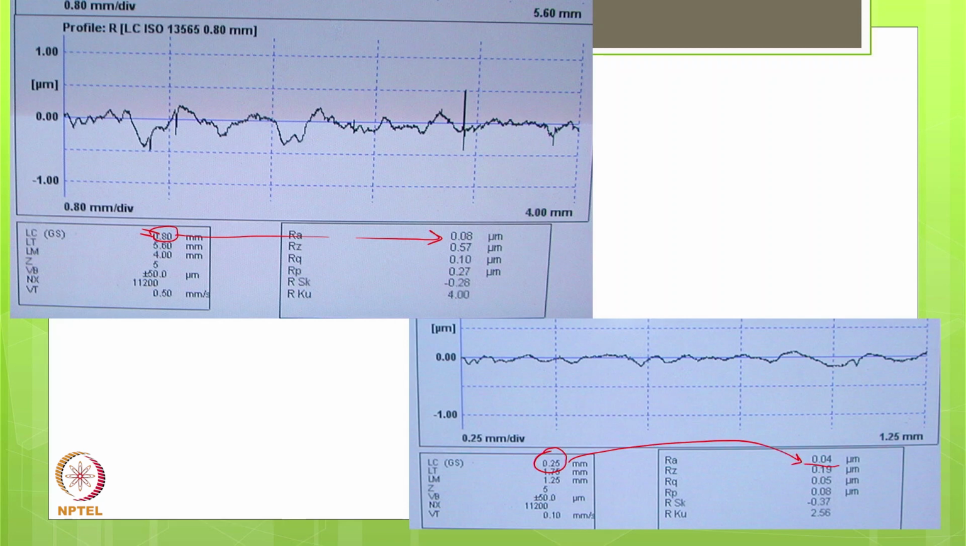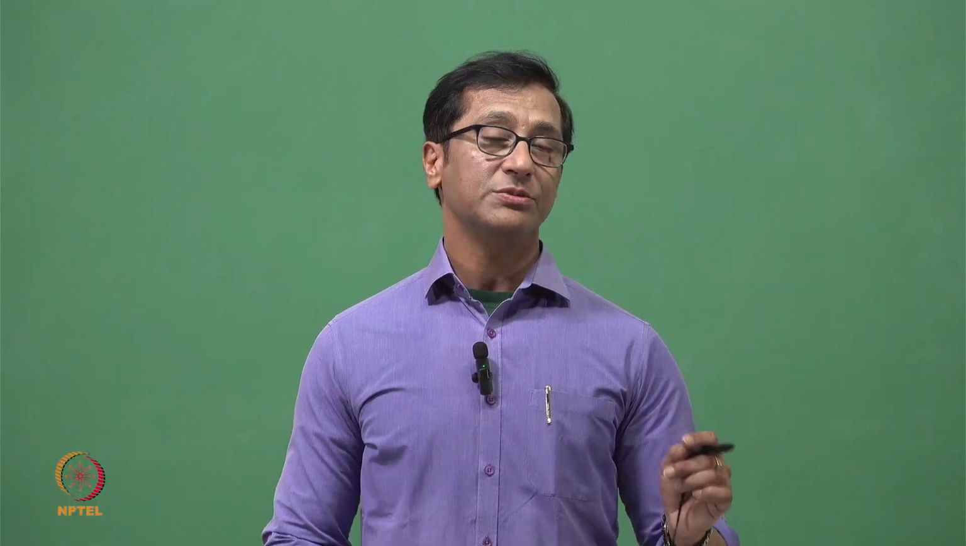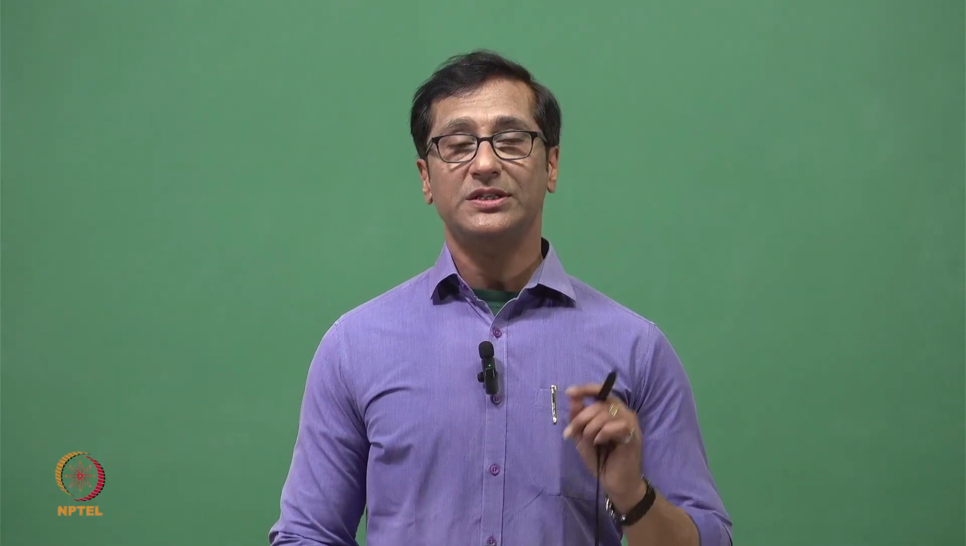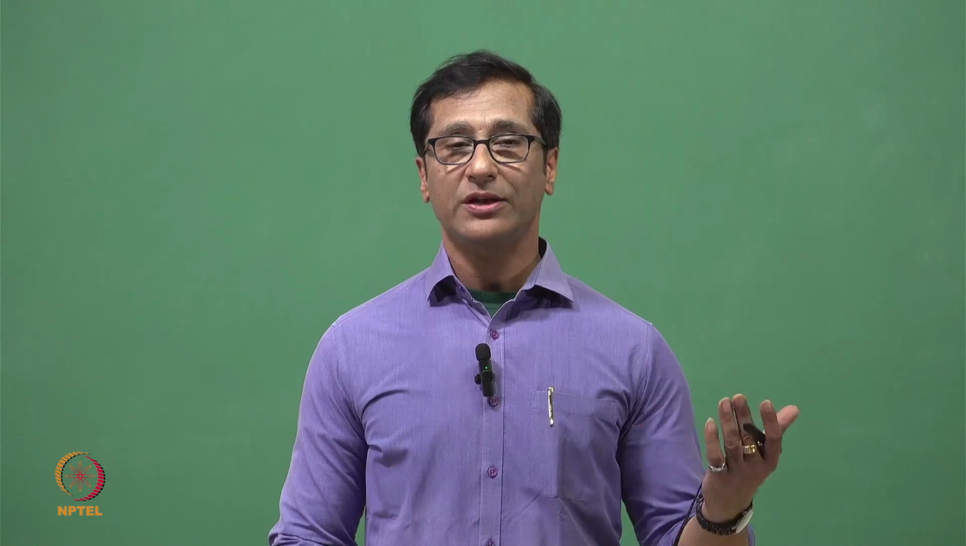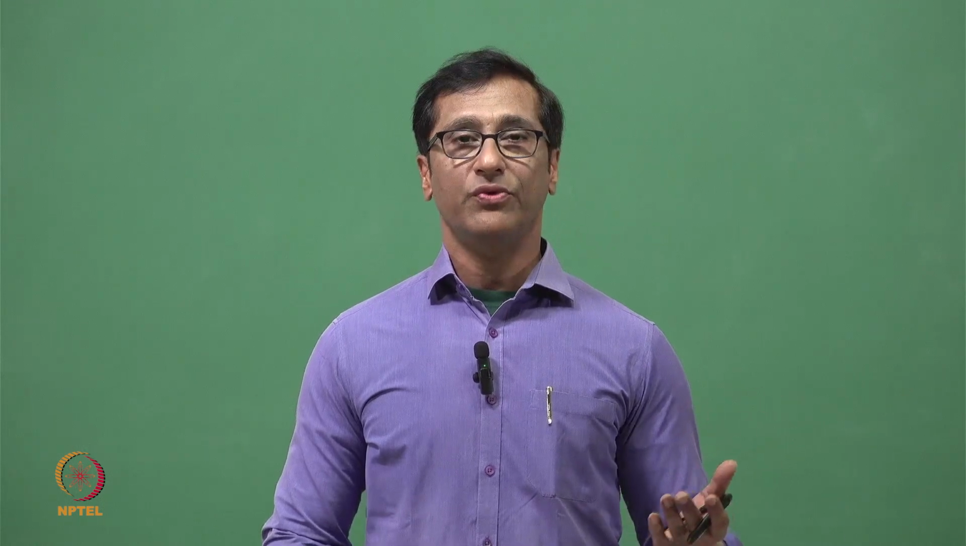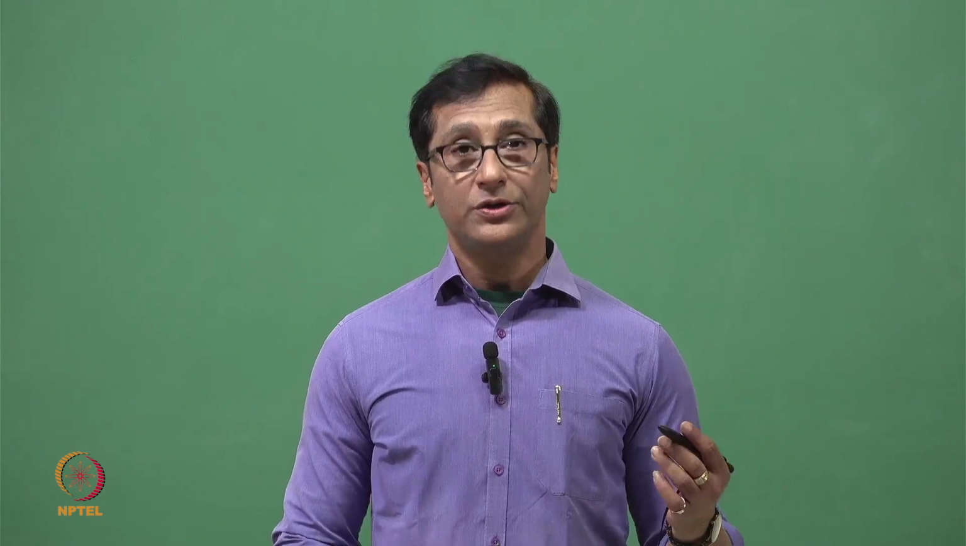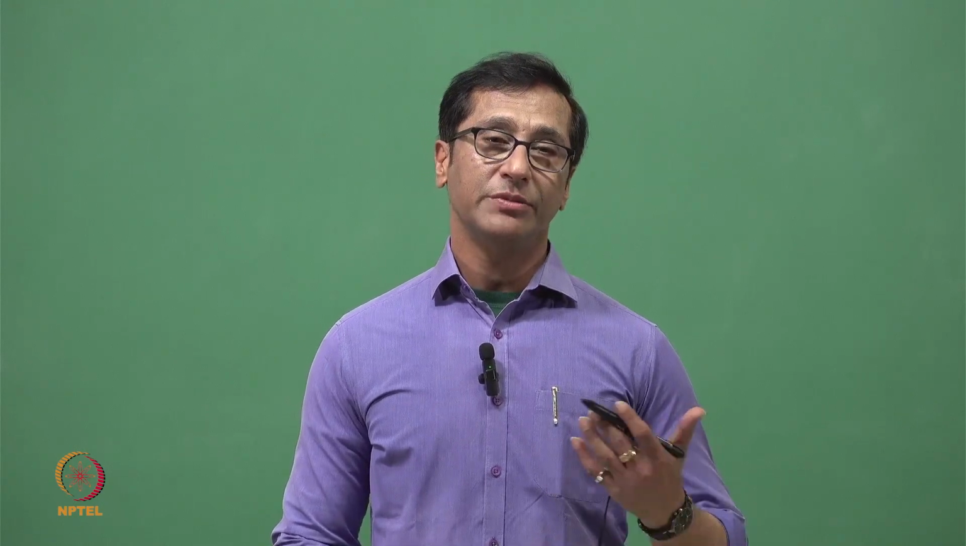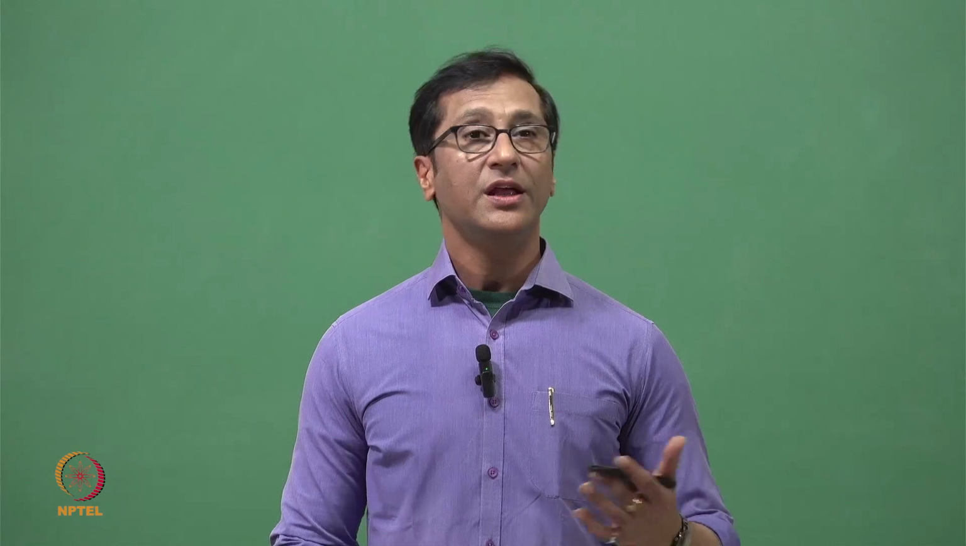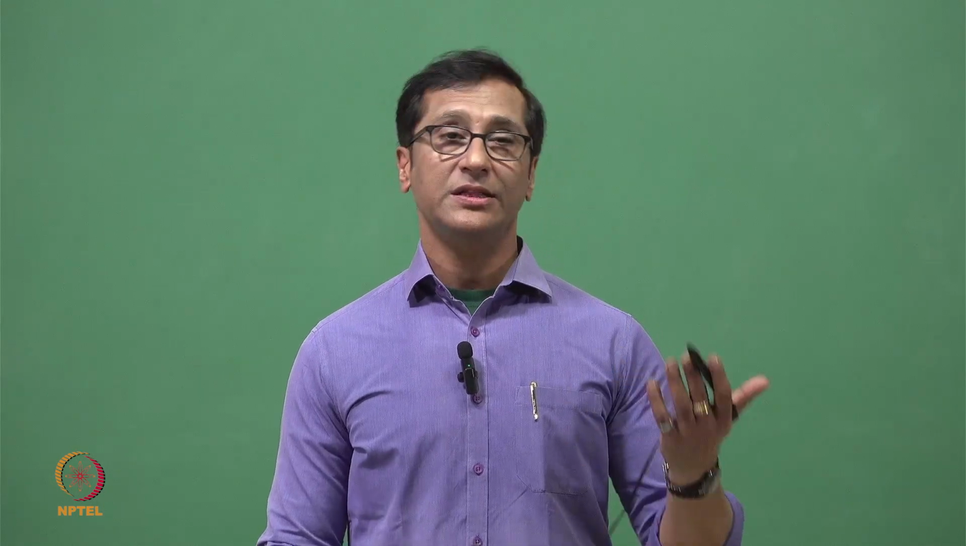That means when I'm changing the sampling length, surface roughness has been changing. So it depends on what the sampling length is. It is not that I calculate an Ra value of 0.5 and become happy with that. Now what is the sampling length? Whether that has been calculated, measured appropriately or not. If it has not been measured appropriately, then there will be issues, there will be problems in this situation.